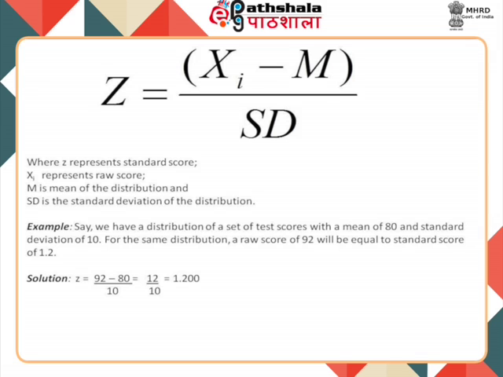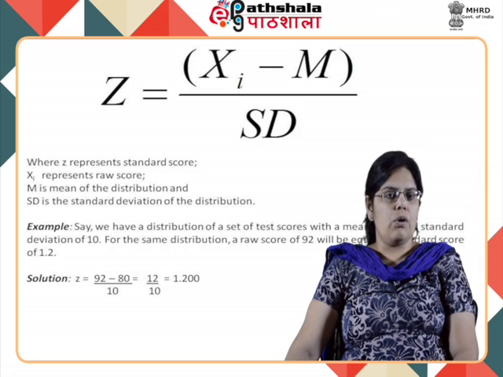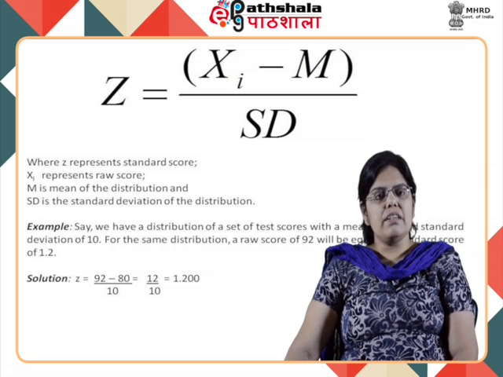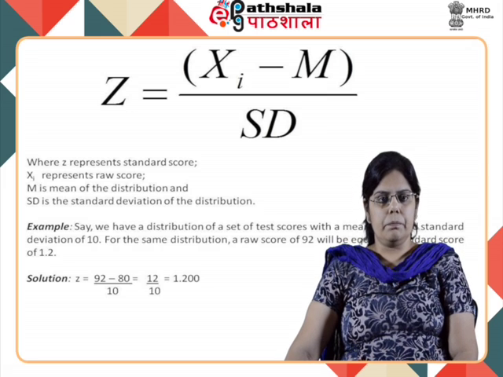What are the properties of Z-score? The mean of a set of Z-scores is always 0. The standard deviation of a set of standardized scores is always 1.